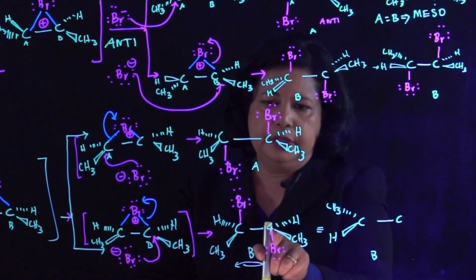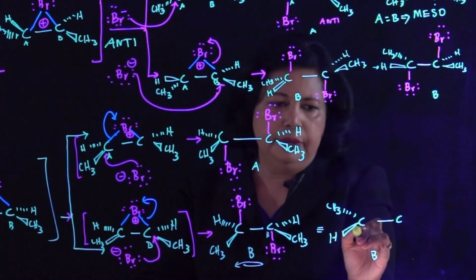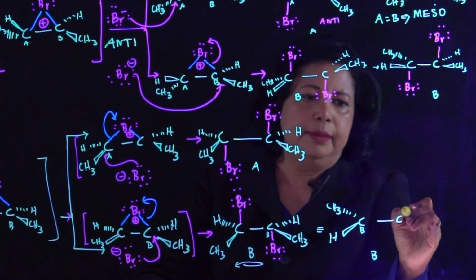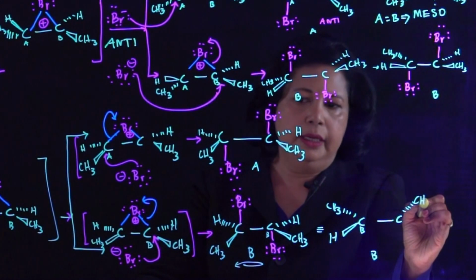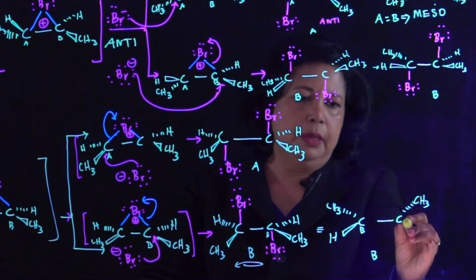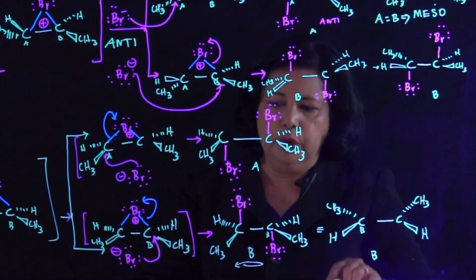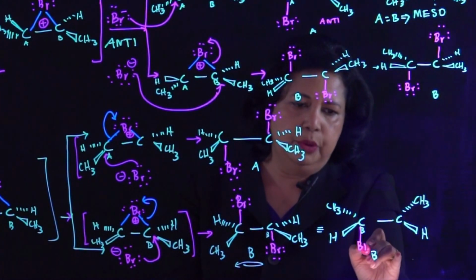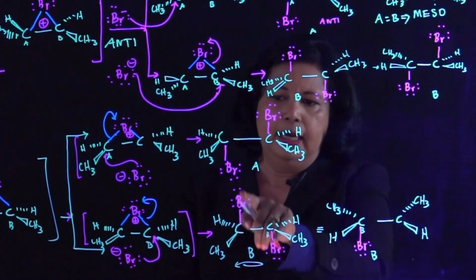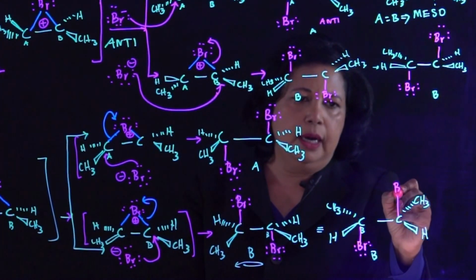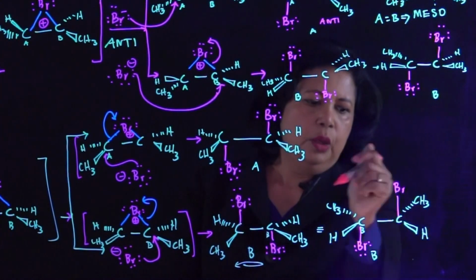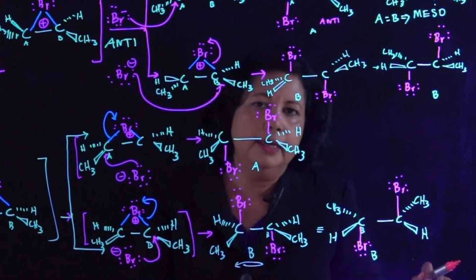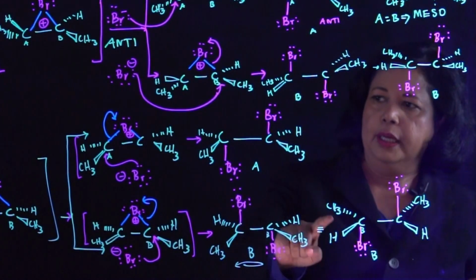So this is your B carbon here. Now that is going to be on this side. This carbon also does the same thing. Your methyl is going to go in, and your hydrogen is going to come out. Your bromines, well, on the B carbon the bromine is going to be down, and on this carbon it is going to be up, because, as I said, we just did a 180 degree flip. Now let's compare A and B.